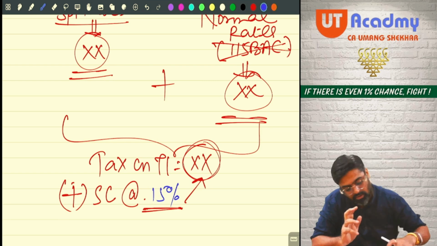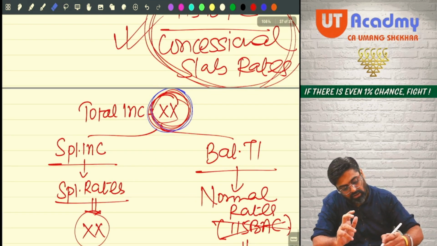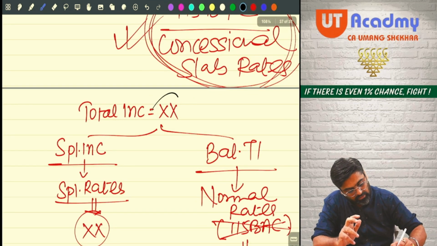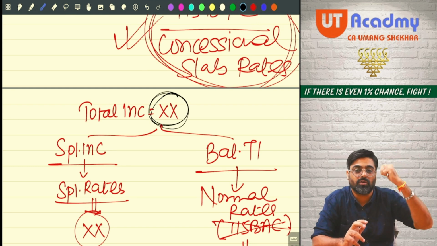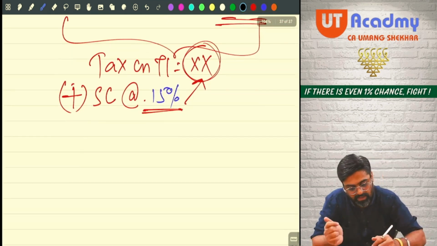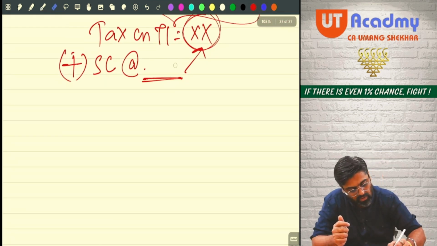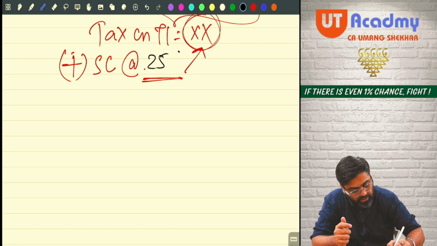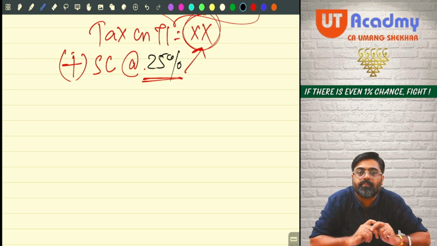Sir, my total income is more than 2 crores now. Then your surcharge rate will not be 15%. Now your surcharge rate will increase to 25%. How much, sir? 25%.